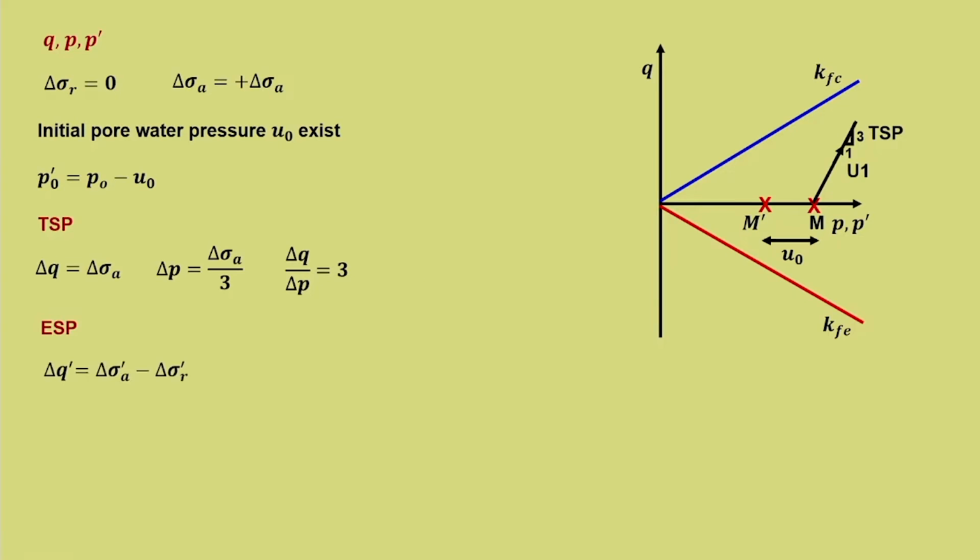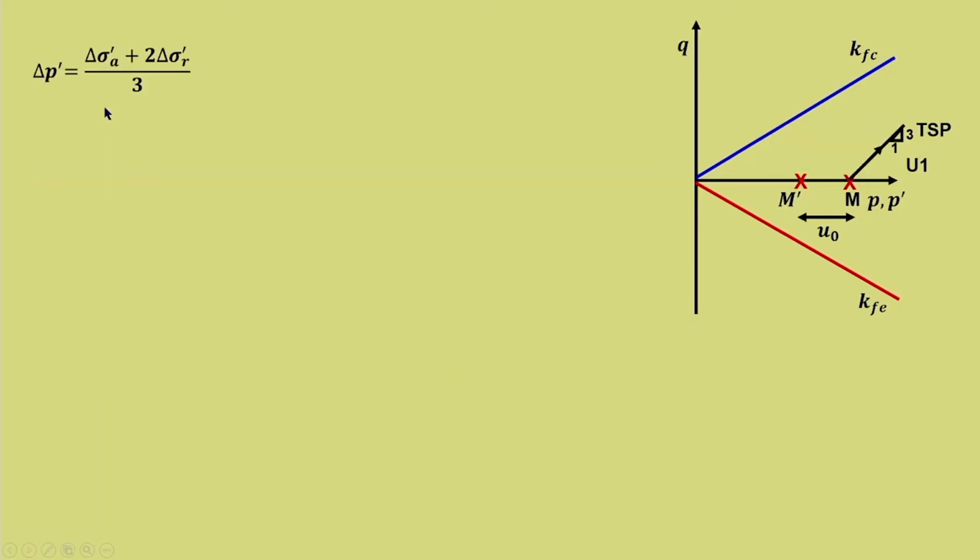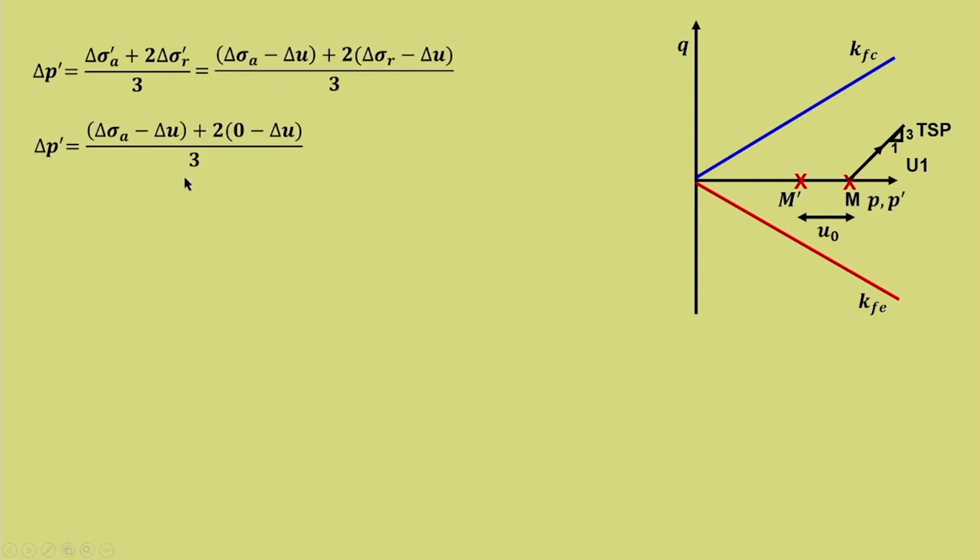Now, for the effective stress path, delta Q dash is equal to delta sigma A dash minus delta sigma R dash. Substituting in terms of total stress, we have delta Q dash is equal to delta sigma A minus delta U, minus of this becomes minus delta U plus delta U. So, that will be equal to delta sigma A. So, delta P dash is equal to, again substitute in terms of pore water pressure, delta P dash is equal to delta sigma A minus delta U plus 2 into minus delta U. So, that will become minus 3 delta U by 3, that goes.